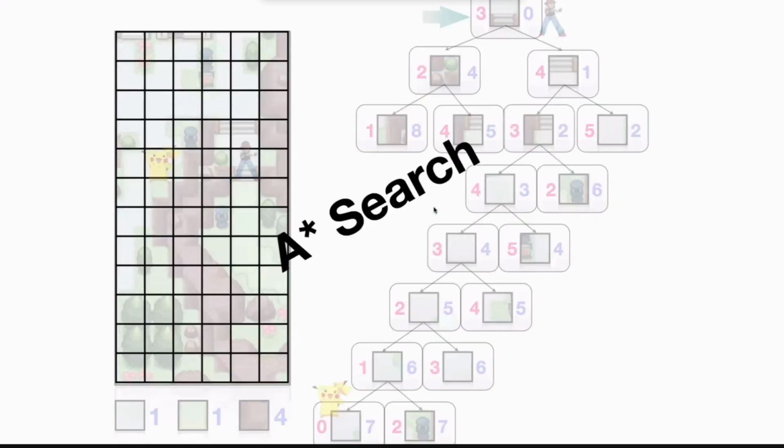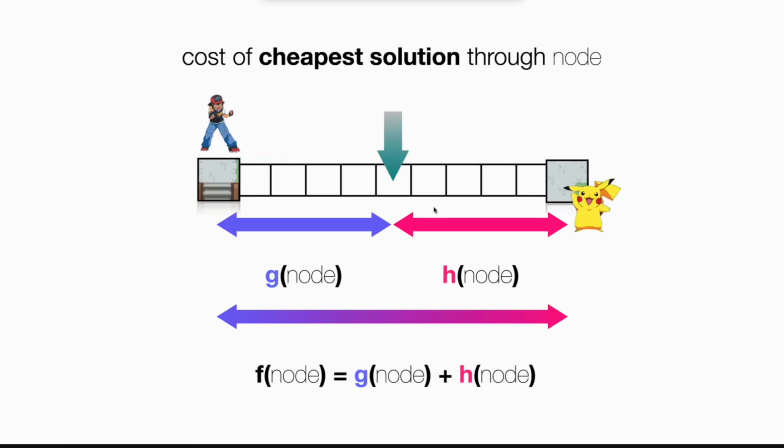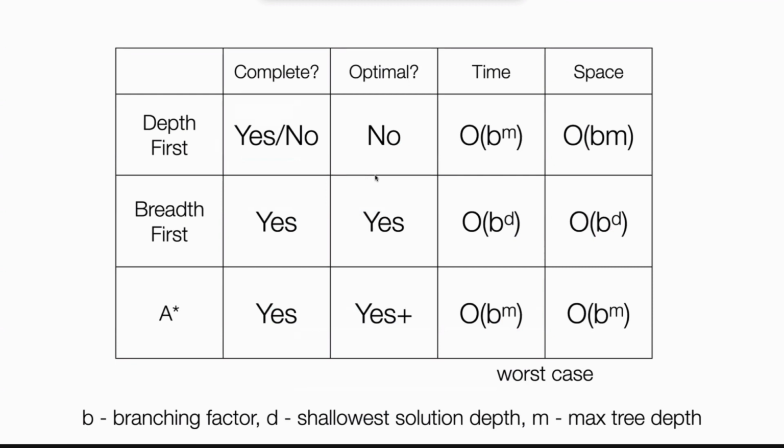this is called A star search. It uses the cheapest solution through a node. And if we fill in this plot that we saw before, A star is complete. So it always finds a solution if one exists. It's optimal. So it always finds the shortest path, the lowest cost path. And this plus I put here is because it's optimally efficient.